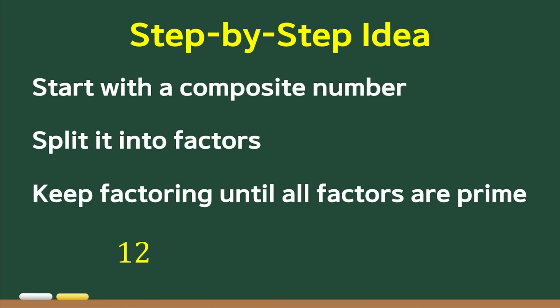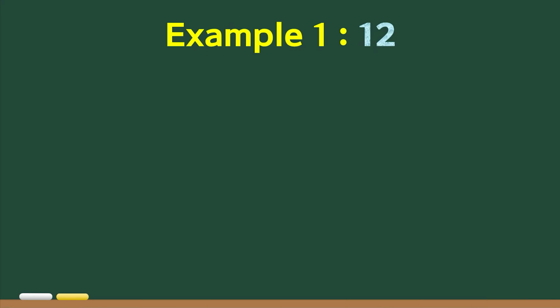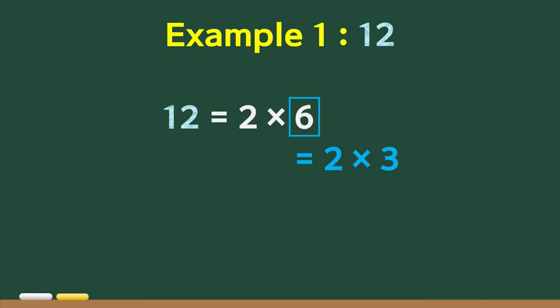Here is the basic idea. Start with a composite number. Split it into factors. Then, keep factoring until every factor is prime. When all the factors are prime, you stop. Let's start with 12. First, we can write 12 as 2 times 6. But 6 is still composite, so we factor 6 again. Since 6 equals 2 times 3, we get 12 equals 2 times 2 times 3. Now all the factors are prime, so we stop here.